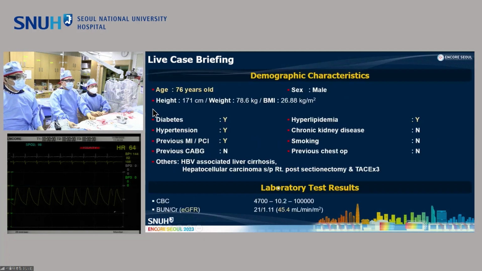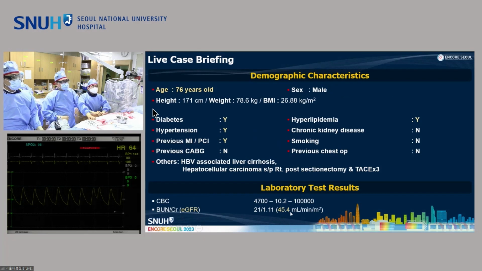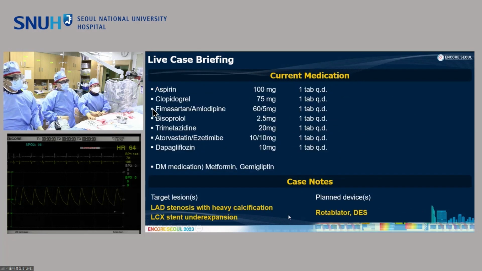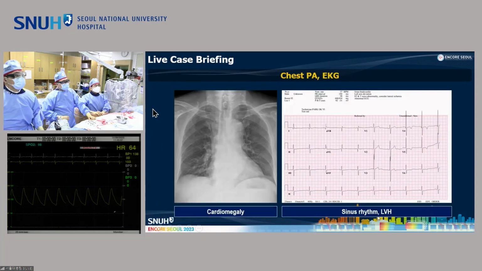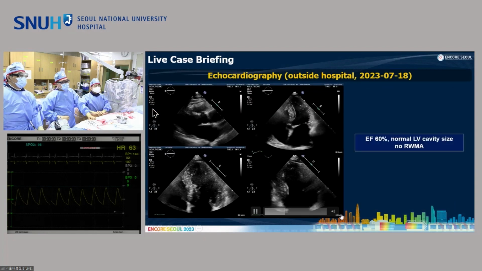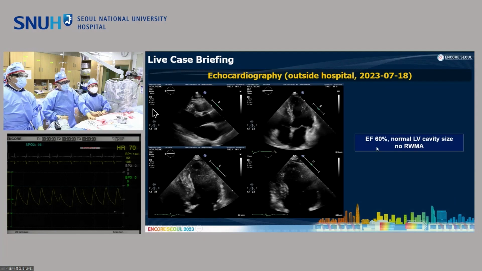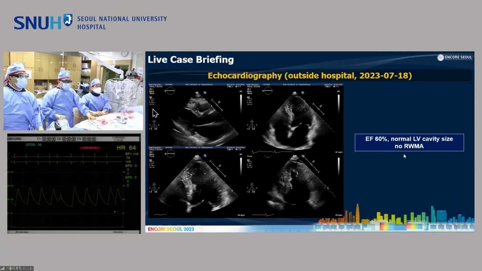He has diabetes, hypertension, previous PCI, hyperlipidemia. GFR is about 45 plus. Multiple medications. Target is LAD stenosis with heavy calcification, and CIRC stent underexpanded. Weapons: ROTA ablator and NC balloon. Chest X-ray showed cardiomegaly, normal lung, and LVH in ECG. Echo showed normal wall motion, normal contractility.